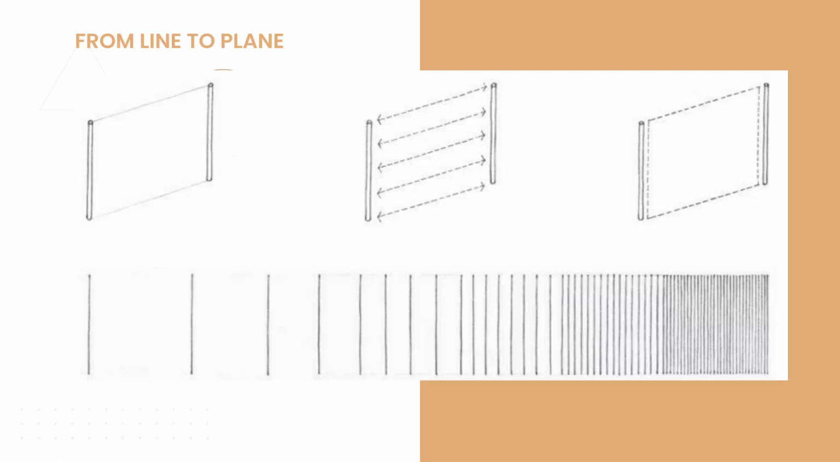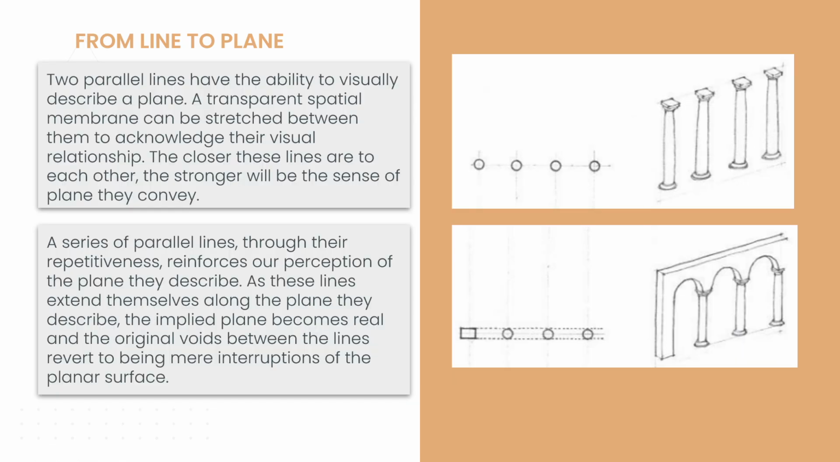So if you move a line, you can create a plane like this one. It can be an invisible plane or a physical plane if we move a line. So two parallel lines have the ability to visually describe a plane. A transparent spatial membrane can be stretched between them to acknowledge their visual relationship.